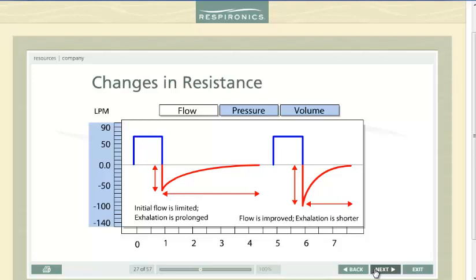The same decrease in resistance may also be observed when a clogged expiratory filter or an HME full of secretions is replaced by a new filter.